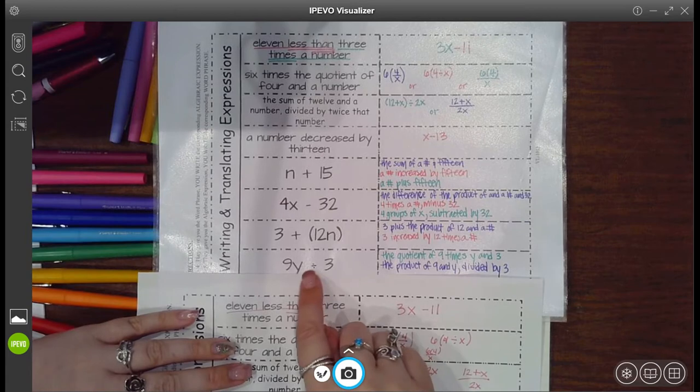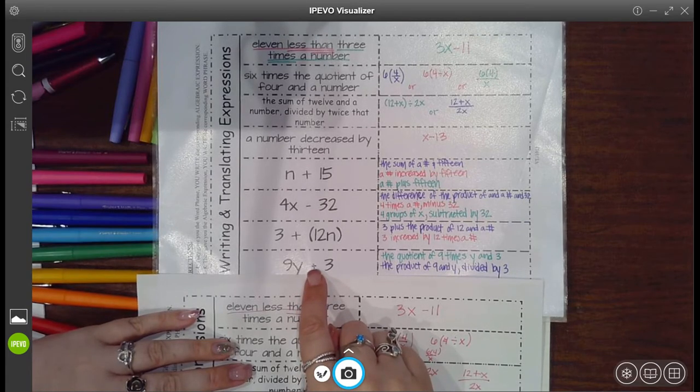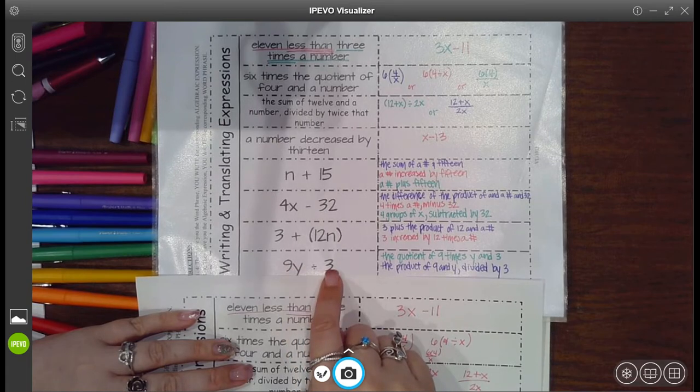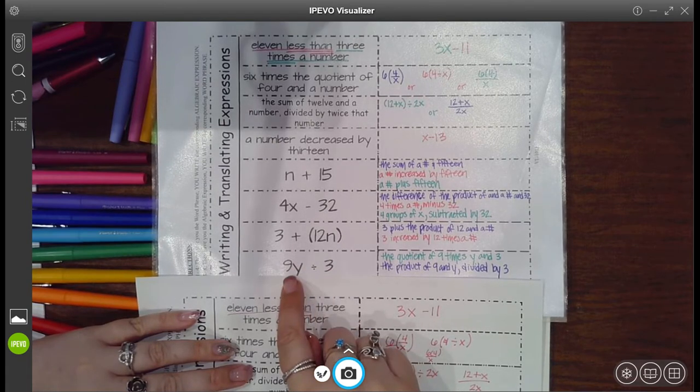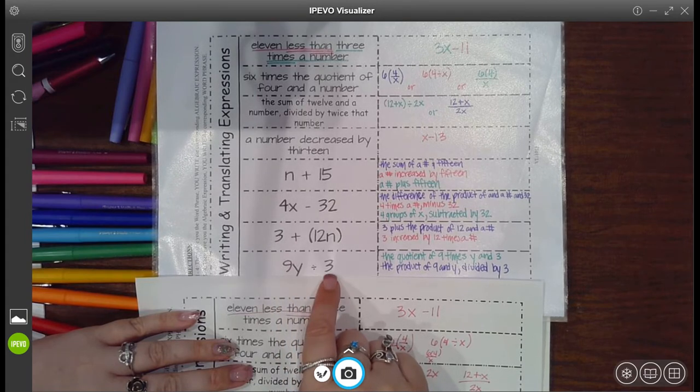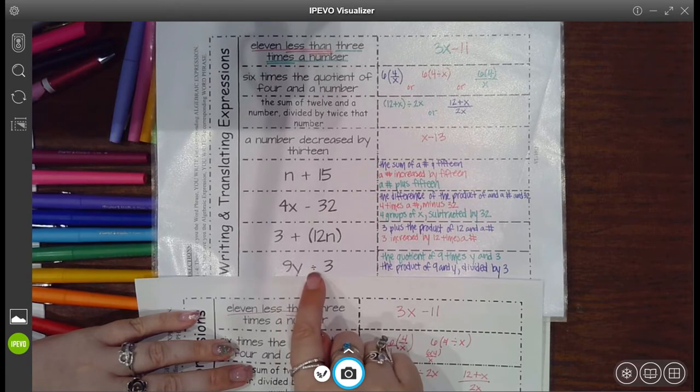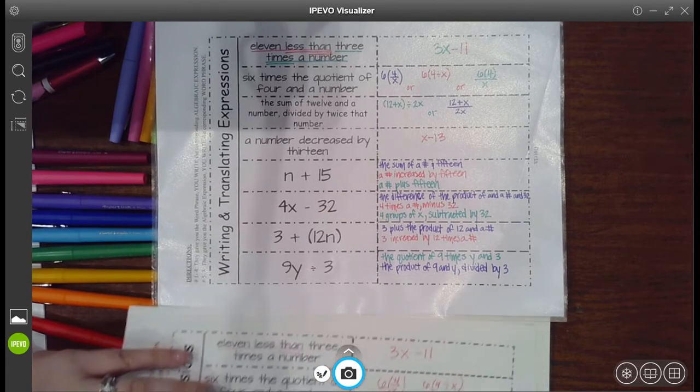The next one, it's K, the quotient for division. So the quotient of what? 9 times y and 3. Or the product of 9 and y, and then that divided by 3. And I put a comma here because it's showing that it's that whole thing divided by 3.